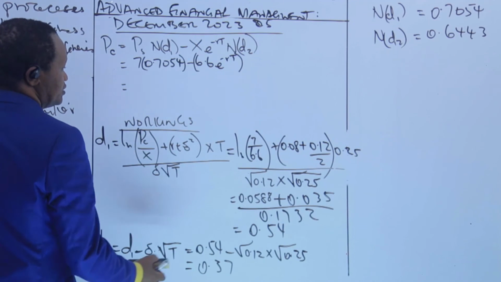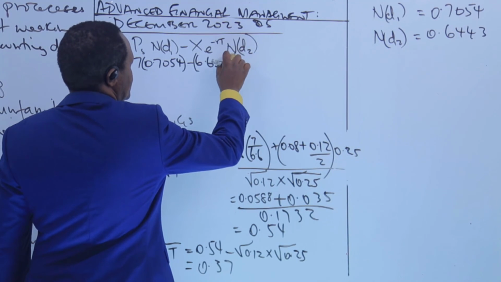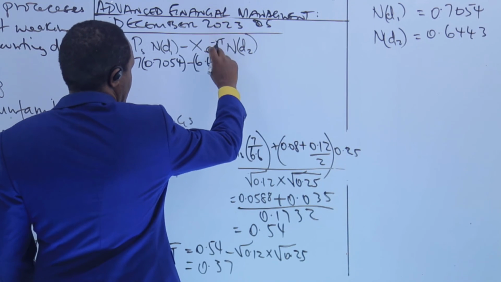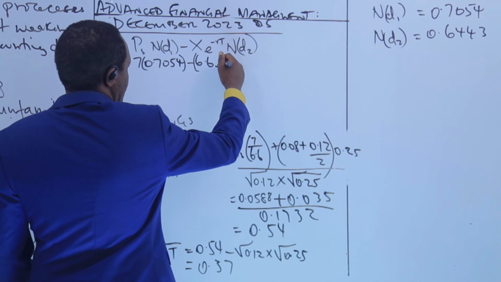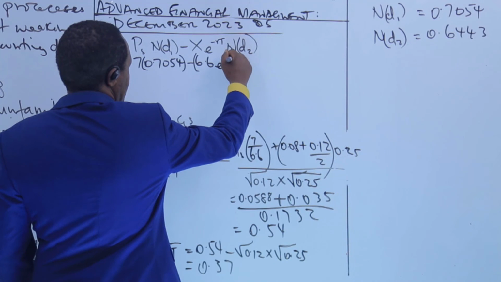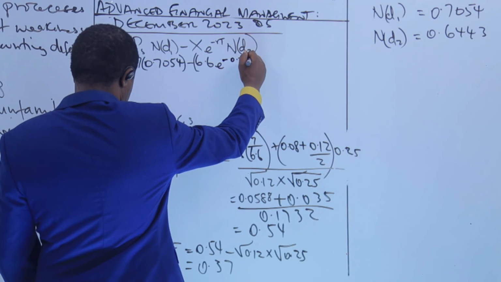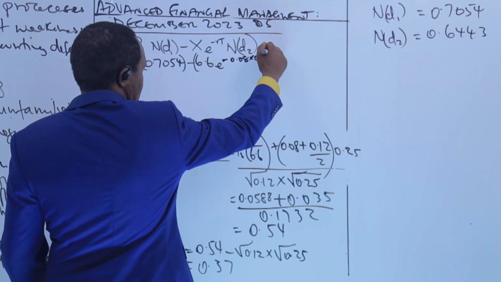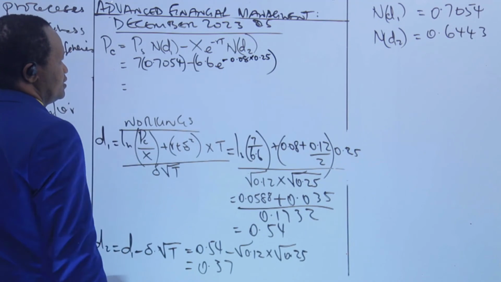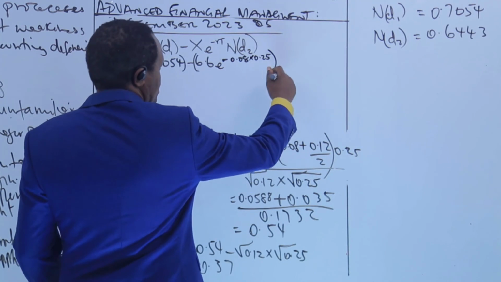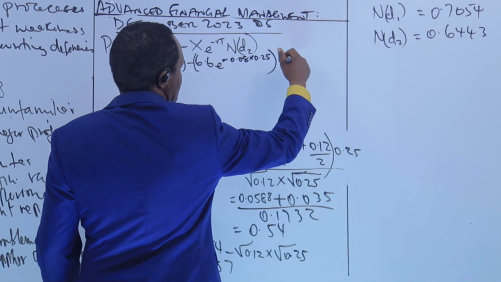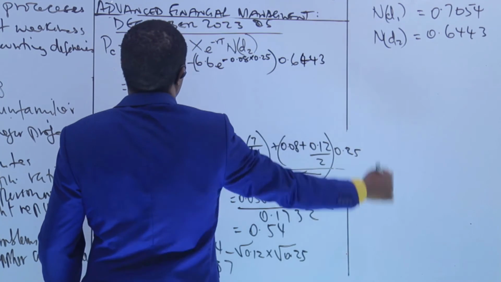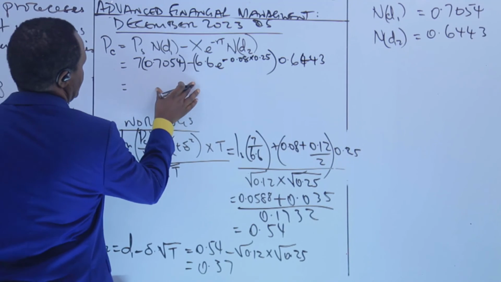Let me just substitute. We have the rate, is it not 8%? Convert it into decimal. This is exponential constant raised to negative 0.08 times 0.25. Get that value first, then we multiply with the ND2, which is 0.6443. So can I have the answer?